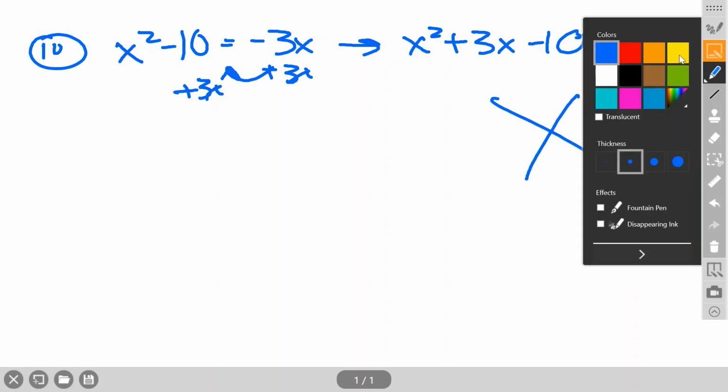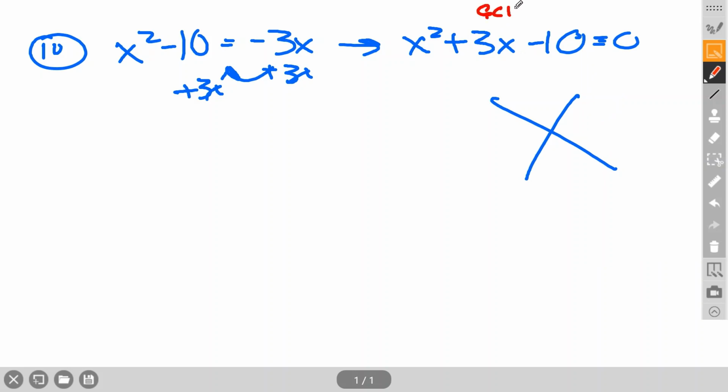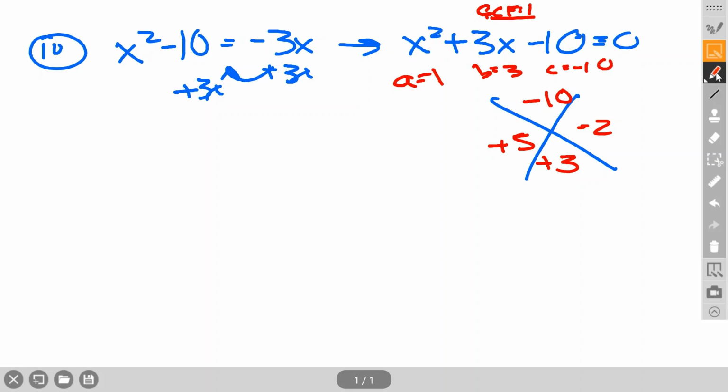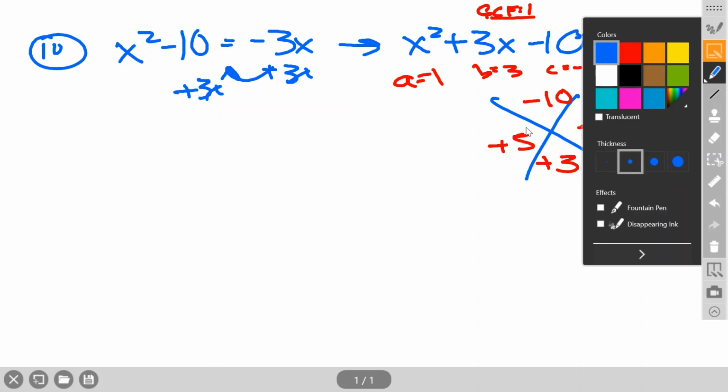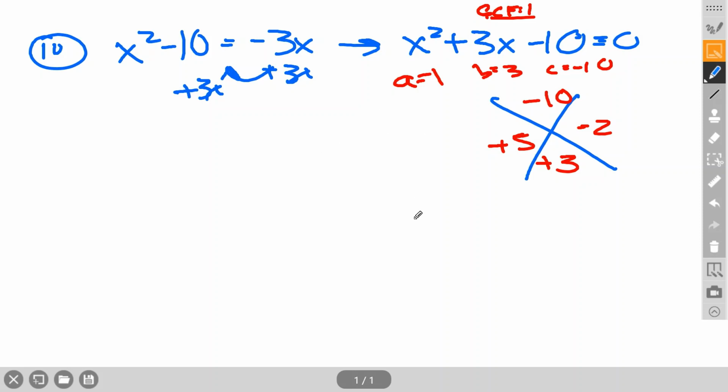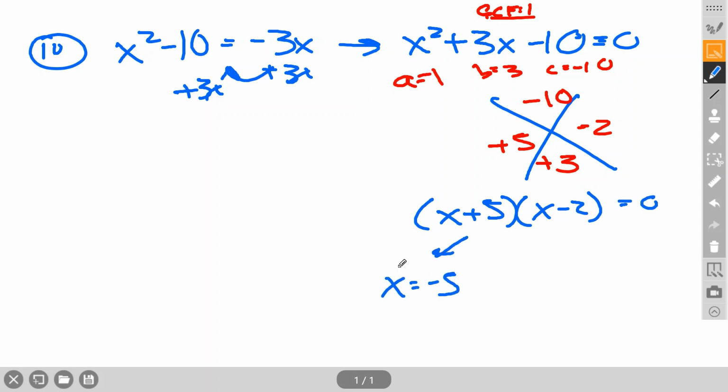The GCF is 1, so I don't need to worry about the GCF. Up top is negative 10, a times c, and the bottom is positive 3. So I'm looking for positive 5 and negative 2. Since a is 1, I can skip the grouping part and use these as my factors. So the factored form would be x plus 5 and x minus 2, which means my solutions are negative 5 and positive 2.